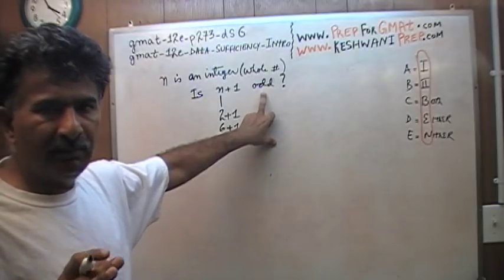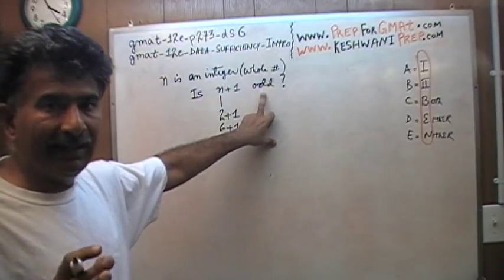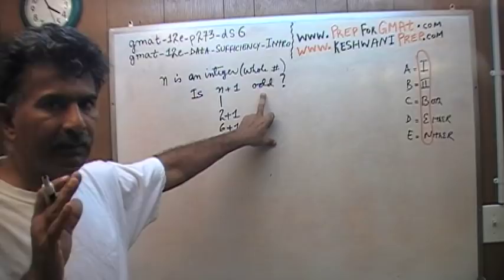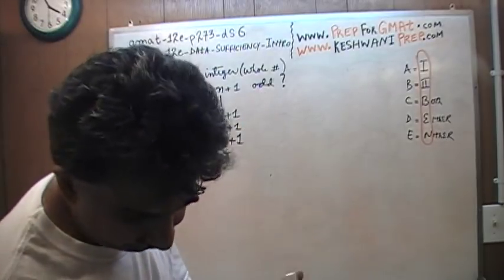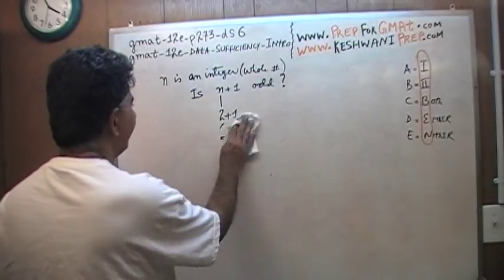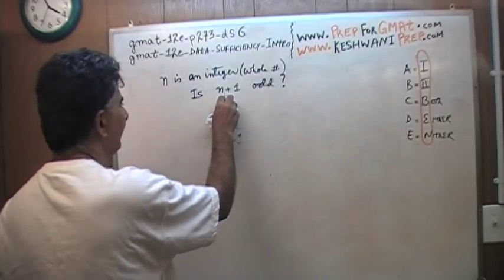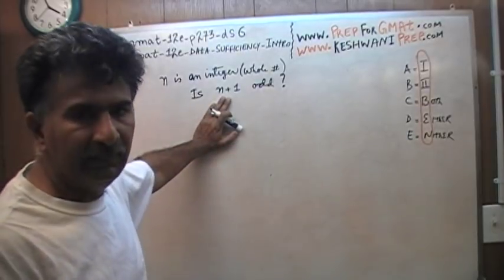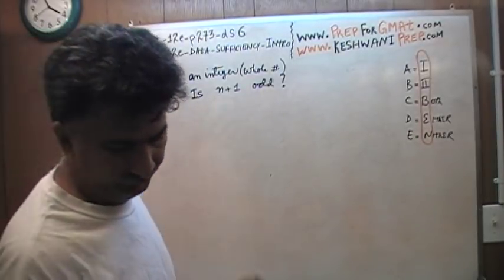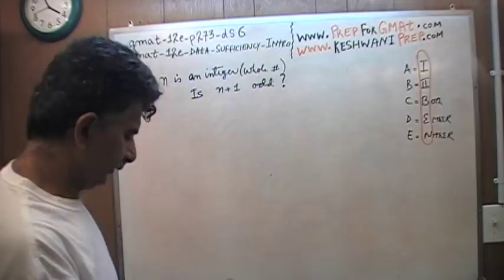Well, the only way that is possible is when n, the number that we are starting out with, is an even number. An even number plus 1 becomes an odd number. So n has to be an even number. So basically what they are asking you, in a very roundabout way, is: is n even? Let's find out what they tell us.